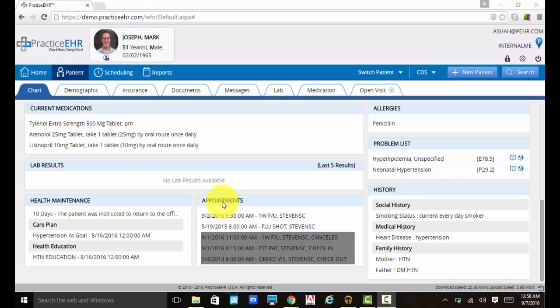Right next to health maintenance, we have appointment information. This gives us a history of all appointments for this patient. Right next to appointments, we have the patient's history, which gives us the list of patient's medical, surgical, social, and family history information from the patient's signed-off note.